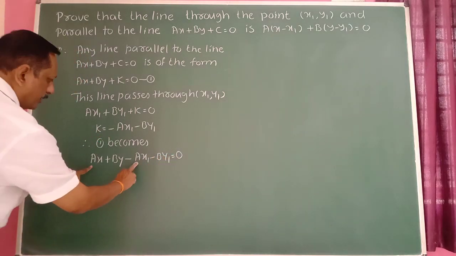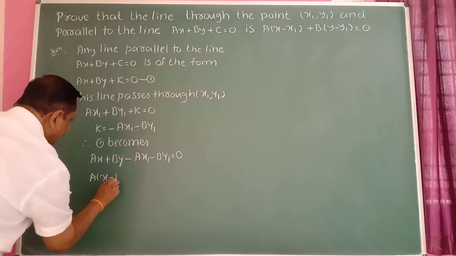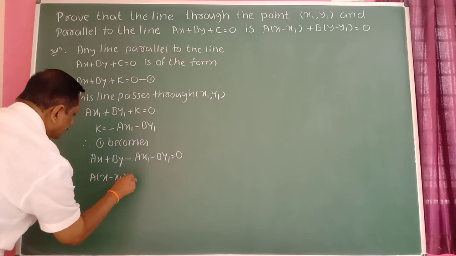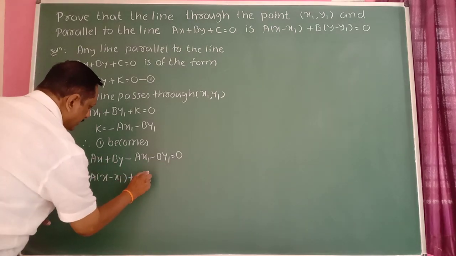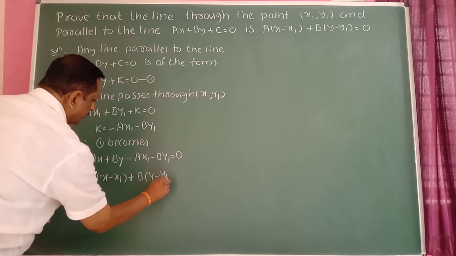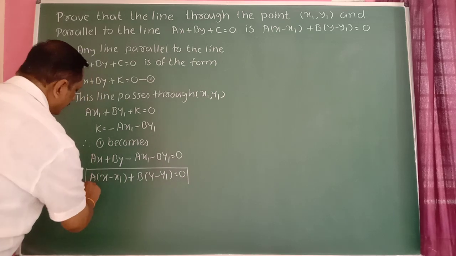From these two terms take a as a common factor, so write a outside: x minus x1 plus. Then from these take b as a common factor, so write b outside: y minus y1 is equal to 0. So this is the required result.